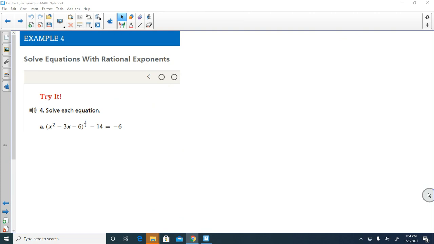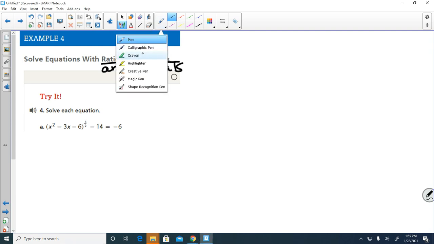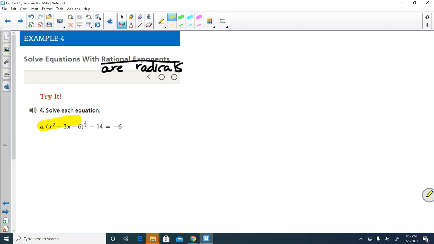So now let's look at example 4. Example 4, we're going to solve this equation that has rational exponents. So you might think, oh my goodness, this looks totally different. But remember that rational exponents are radicals. They are radical expressions. So we're going to treat them just like a radical expression. So the radical expression that needs to be isolated is this right here. So I'm going to isolate this radical expression by adding 14 to both sides.